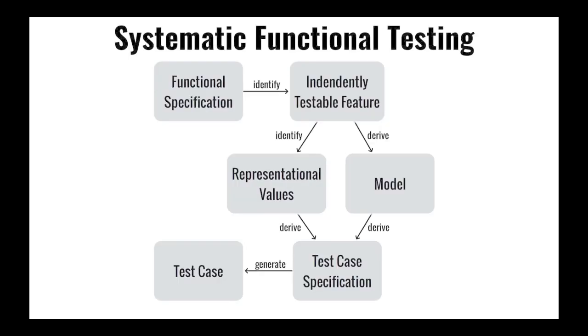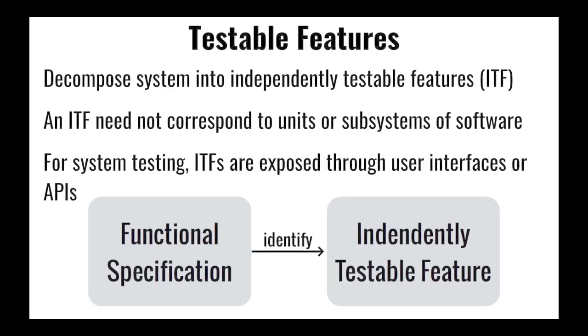A better way to deal with the combinatorial explosion of input value candidates is to systematically focus on specific features of interest. The first step is to identify the independently testable features. These are derived from the functional specification, which describe the expected behavior for specific inputs.